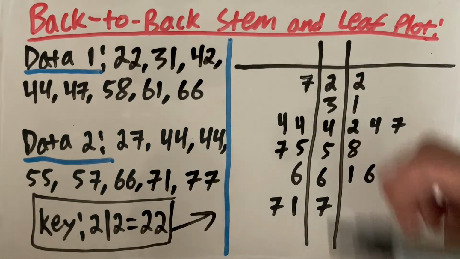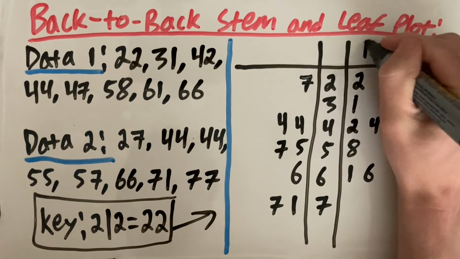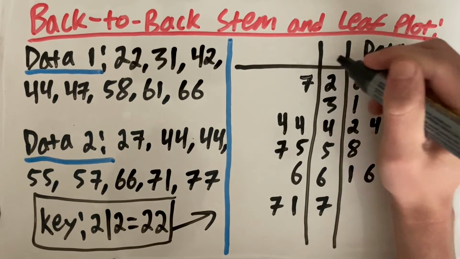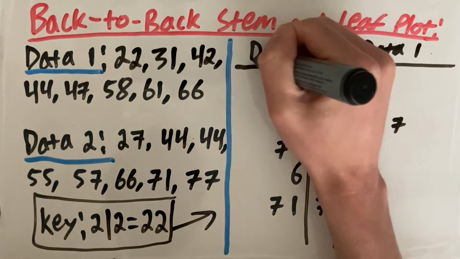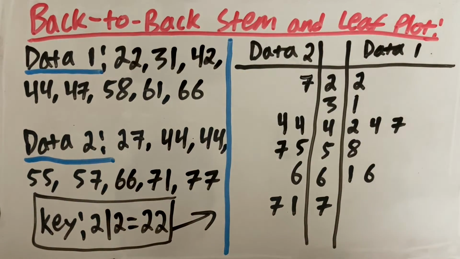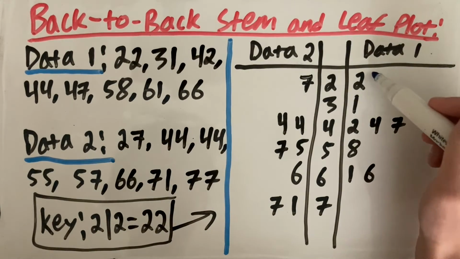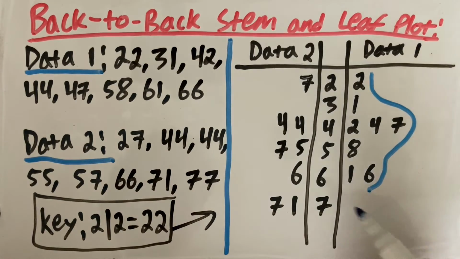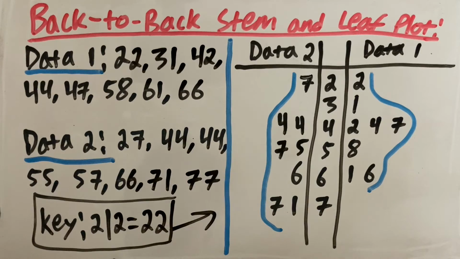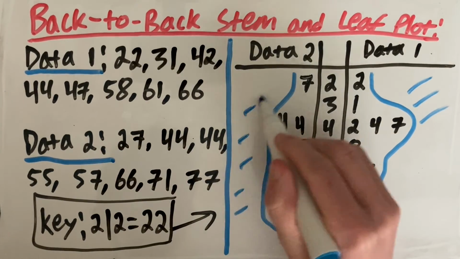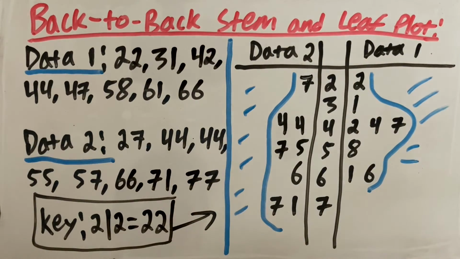So this side here is data set 1, while this side is data set 2. Now this is very useful for comparing these two data sets, as we can see the shapes and the distributions and how they compare. So we see data set 1 has a distribution like this, whereas data set 2 has a distribution like this. So data set 1 has more values lower on, whereas data set 2 has more values spread out throughout. So that's a very useful tool for comparing two sets of data.